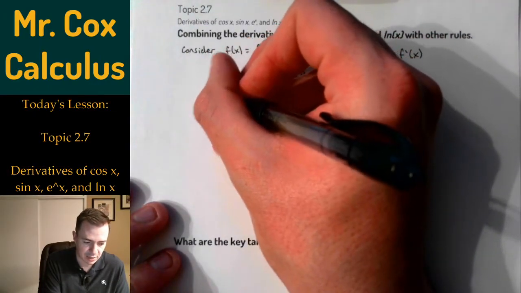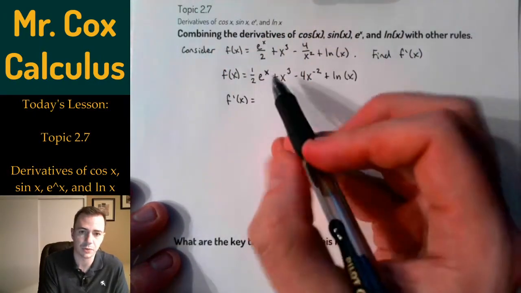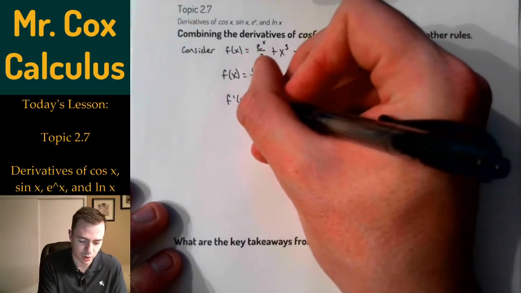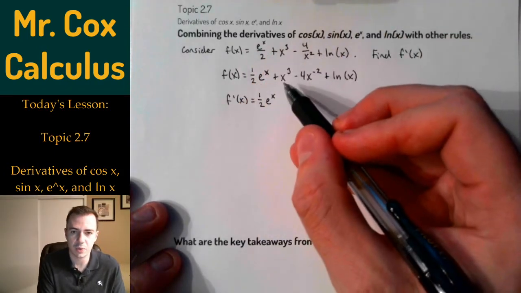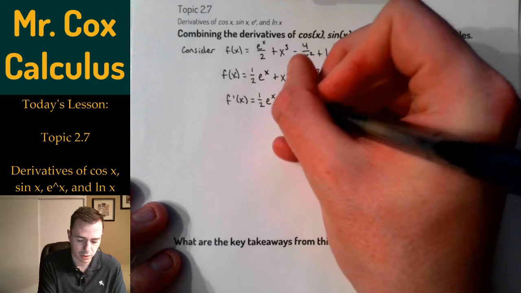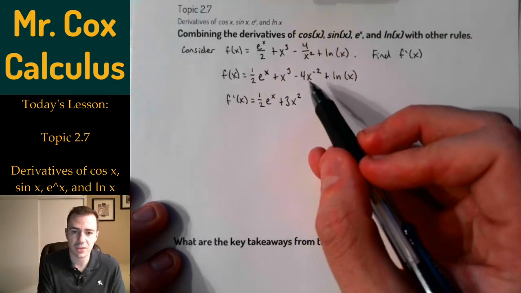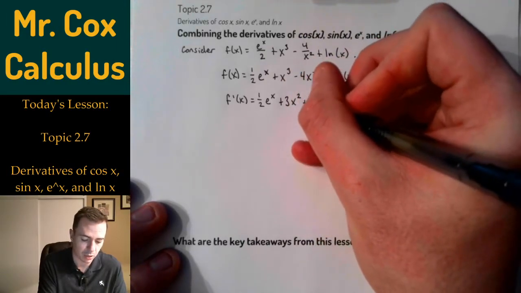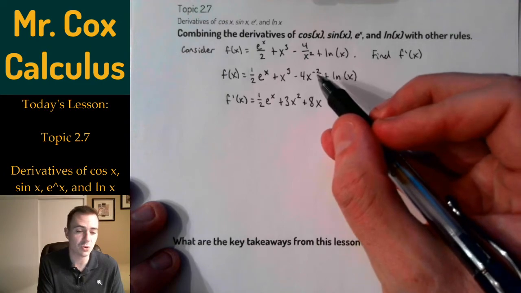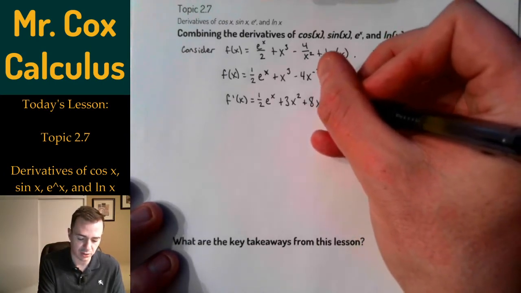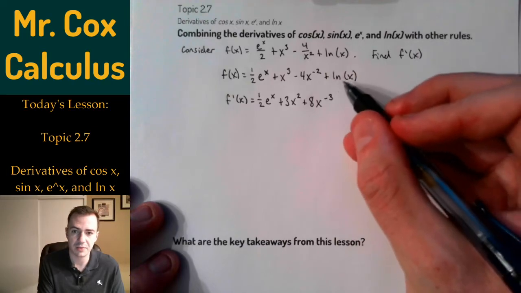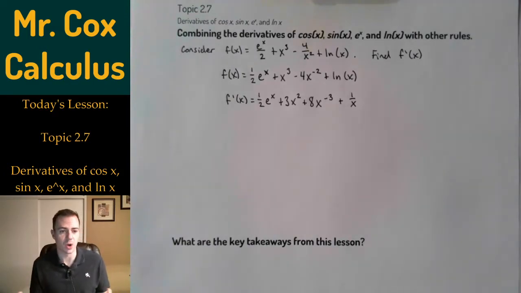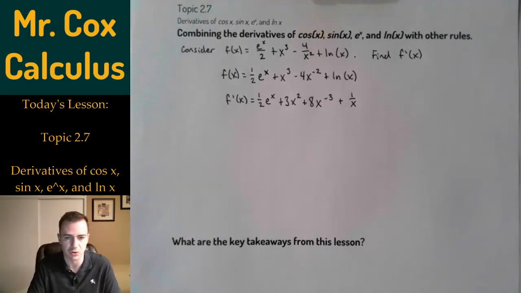So now I can say f prime of x is equal to, well, 1/2, the derivative of e to the x, remember, is just e to the x. So this is 1/2 e to the x. Derivative of x cubed, we know, is 3x squared. For this derivative right here, I know negative 2 is going to multiply by negative 4, and that's going to become plus 8x. Remember to reduce the power by 1. Negative 2 minus 1 is negative 3. And then the derivative of natural log of x is plus 1 over x. So there's the process, which used all the derivative rules we've learned so far.